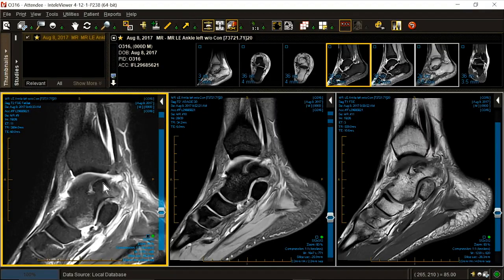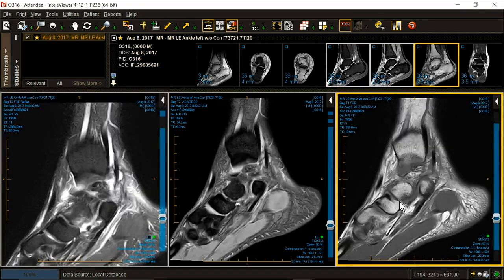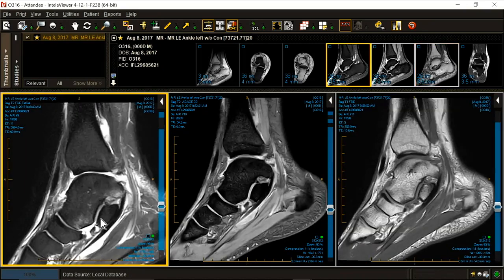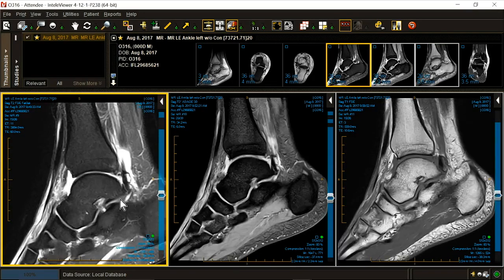Macrofracture, no. Microtrabecular fracture, yes. Have you seen it? Right there. All right, so the middle facet has a bone injury. The posterior facet has a bone injury.